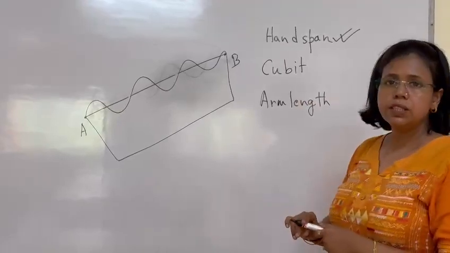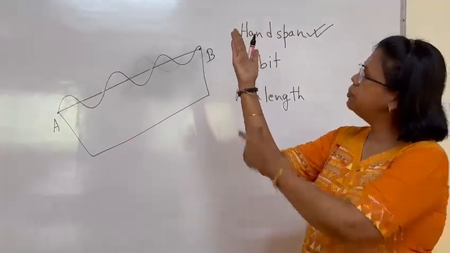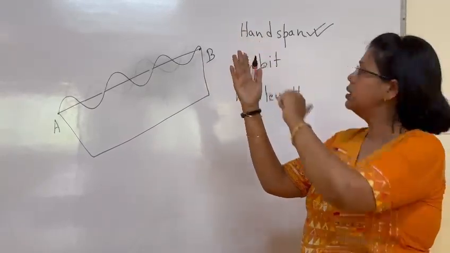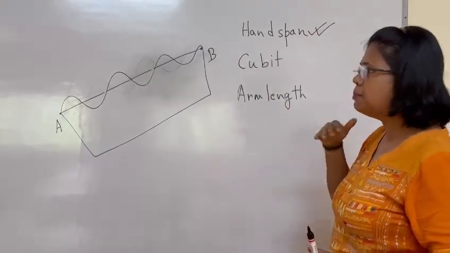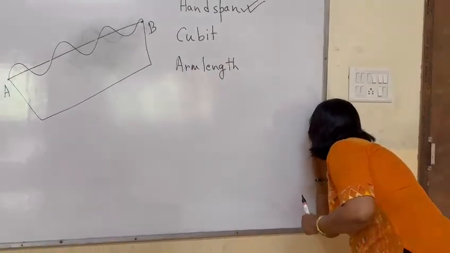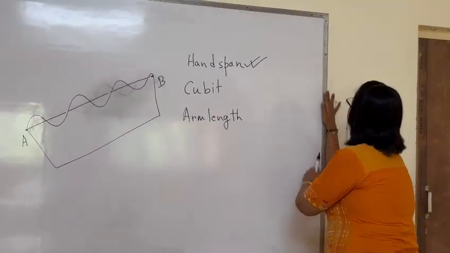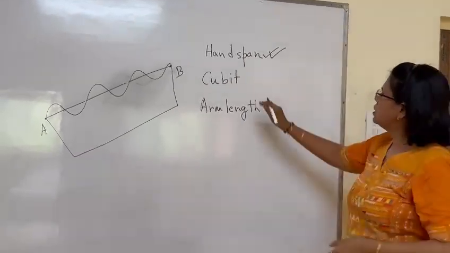Now cubit, what is a cubit? If we stretch our hand from the elbow to the tip of our middle finger, it is called the cubit. If we want to measure a slightly bigger length, let us find out this length: 1 cubit, 2 cubit and almost 3 cubit. So this is 3 cubits.